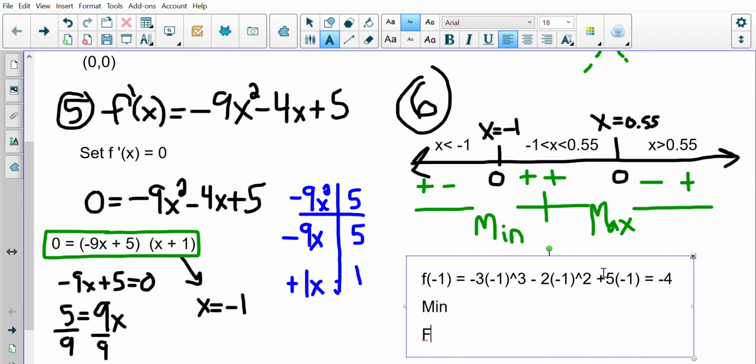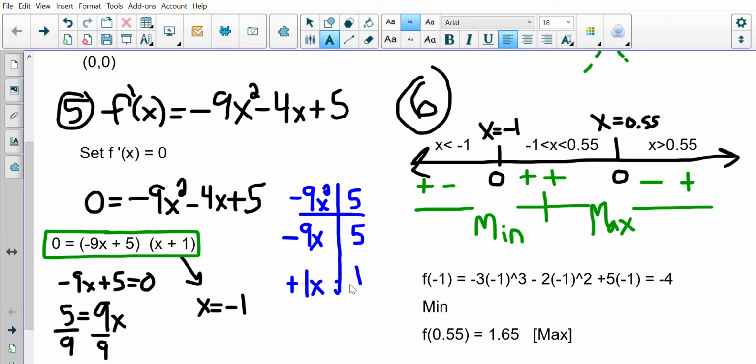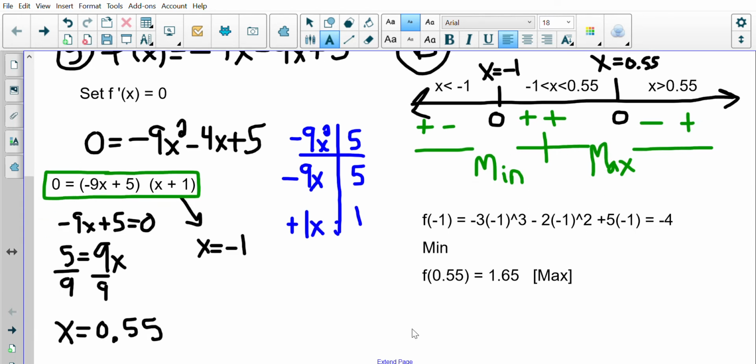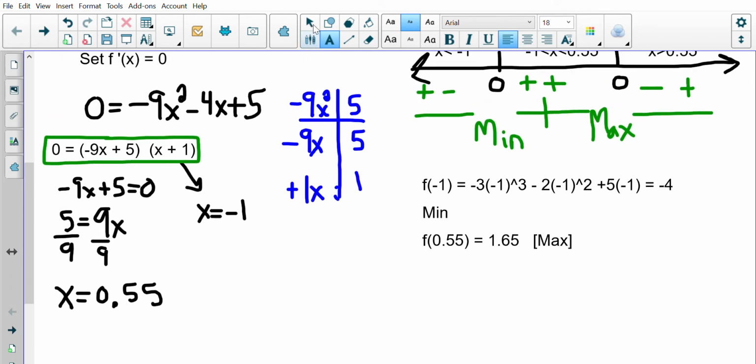I also plugged 0.55 into my original function. It wasn't fun because it's a decimal, and I got 1.65 as my answer. And again, that's where I have a max. All right, so there's 6 steps done. I know where my function's increasing and decreasing, and I know now where there's a min and a max. And then we get to step 7, where we're now looking at the shape of our graph.